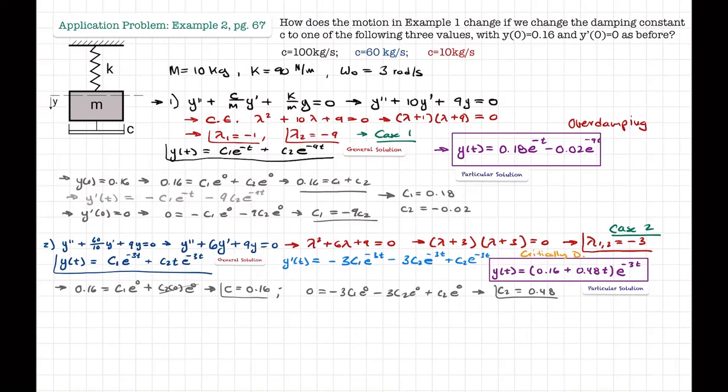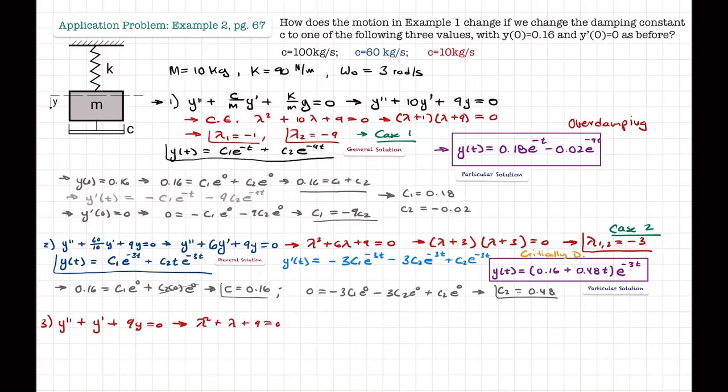And so we have one more, and I think you can already expect what we're going to get, but let's still apply it. We have the case 3, where basically the damping is 10. So we'll have y double prime plus 10 over 10, that's just 1, y prime plus 9y equals 0. We know how to solve this, so we get lambda squared plus lambda plus 9 equals 0.